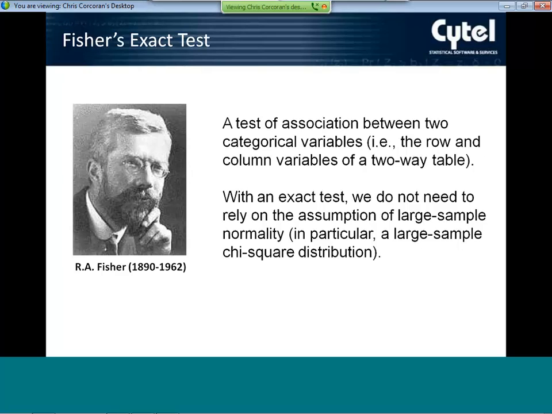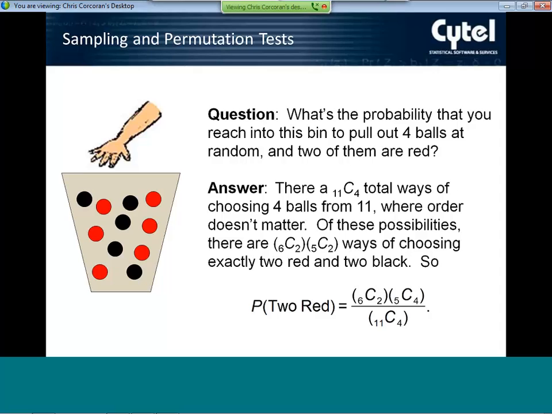But Fisher's exact test is a test that's commonly used in data analysis that does not rely upon any large sample approximations like a chi-square or any kind of normal approximation. And it's very useful in cases where the table is very sparse or the overall sample size is small. Where does this come from? Well, the fundamental question has to do with what we call the hypergeometric distribution.